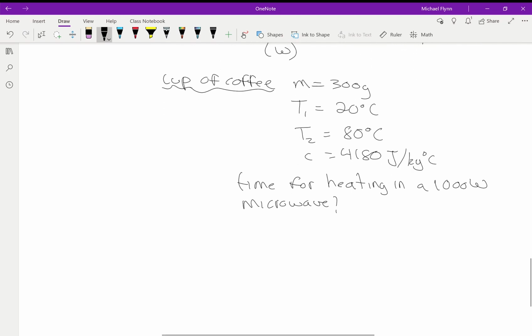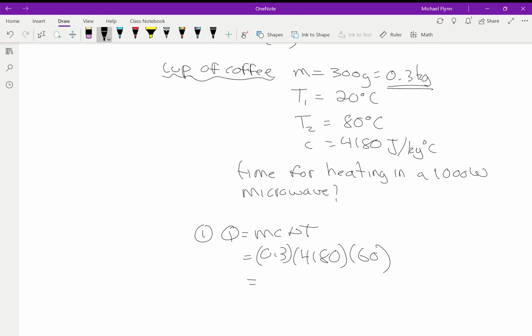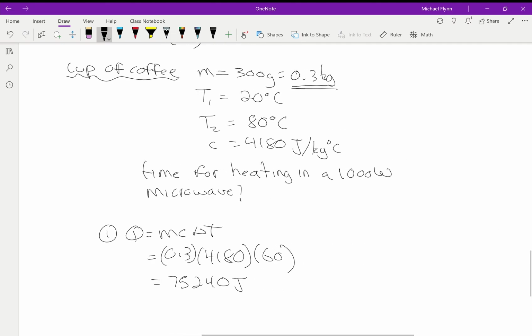Okay, all you have to do is, first we'll solve for Q. So Q equals, step 1, mc delta T. I'll put in all the numbers. This 300 grams is 0.3 kilograms. Make sure to change it. So you get 0.3 times 4180, and from 20 to 80 is 60 degrees Celsius, so times 60. 0.3 times 4180 times 60 is 75,240 joules.